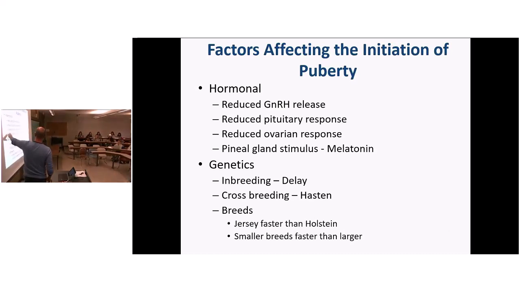Hormonally, this is basically what happens during, or affecting, the initiation of puberty. Sometimes you can have reduced GnRH release, pituitary response, or ovarian response, but this is normally a question of variability among animals. When I told you before about the differences in breed or species, it's because they can have different sensitivities to it.